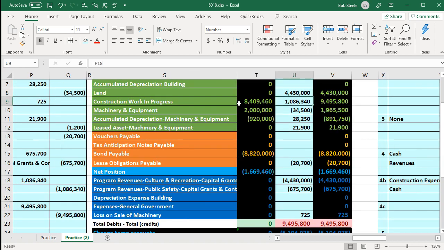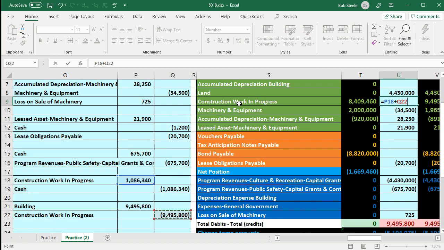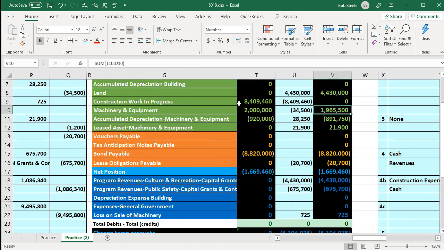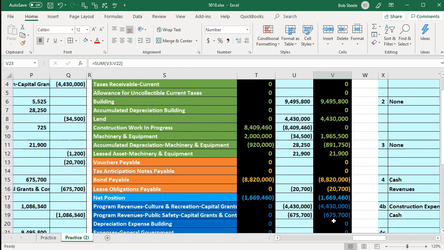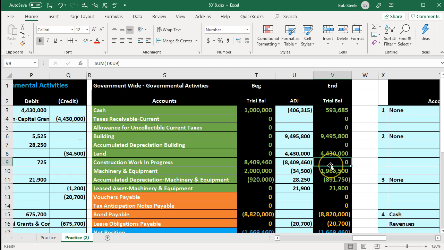So here we are in U9. Within U9, we're going to say F2 plus F2 to add our account. And that's going to be our credit here. Enter. And that puts us down to zero and puts us back in balance. So once again, we've moved this account down to zero. We've moved it to the building.